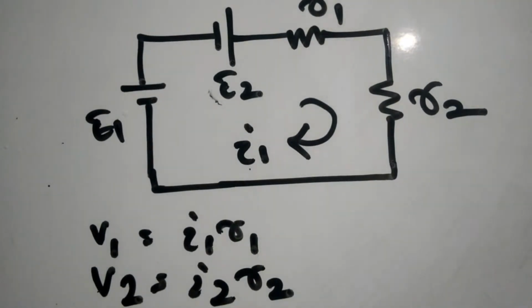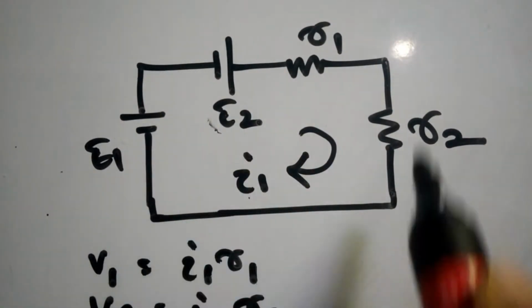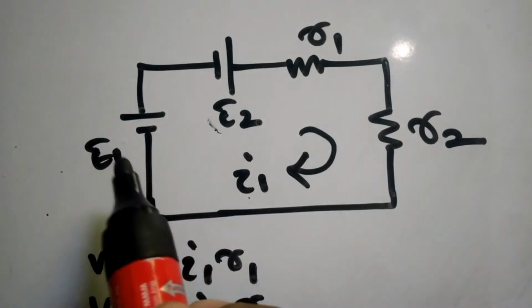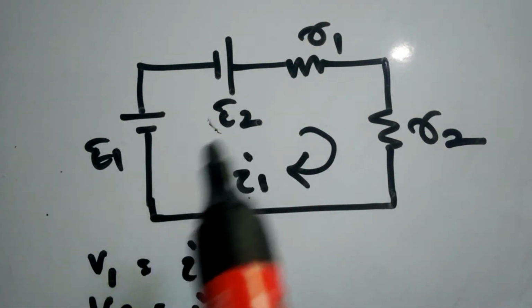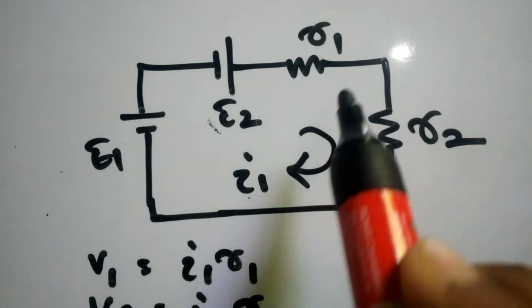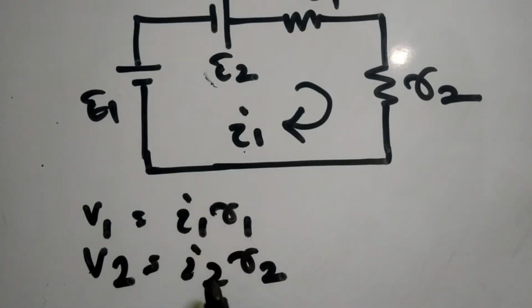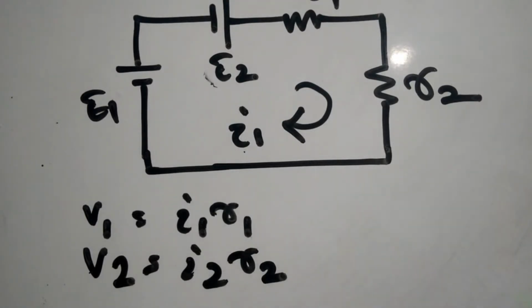Now the statement is saying in the closed loop, or closed circuit, the algebraic sum of EMF is E1 and E2, meaning E1 plus E2, is equal to the algebraic sum of IR drop. The IR drops are I1 R1 and I2 R2. These are the IR drops, so the algebraic sum means I1 R1 plus I2 R2. So according to the statement, E1 plus E2 is equal to I1 R1 plus I2 R2.